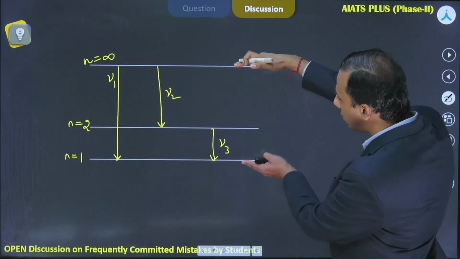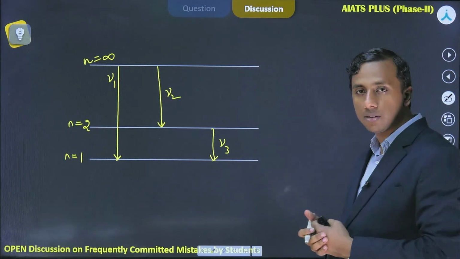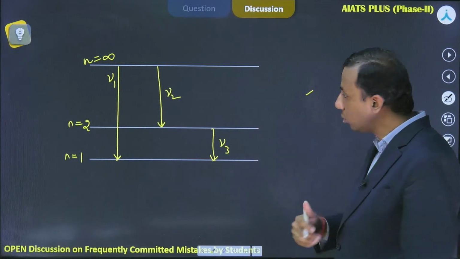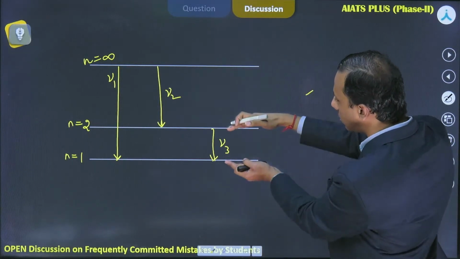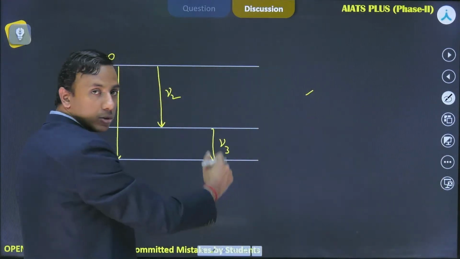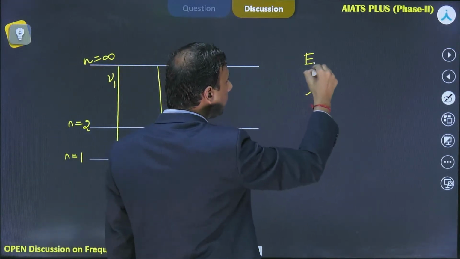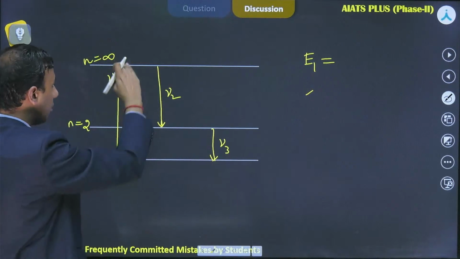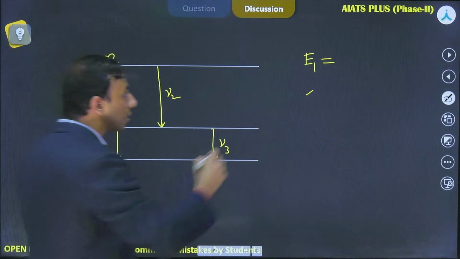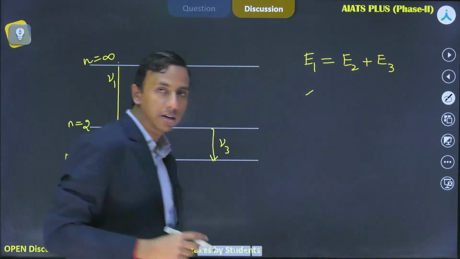You see this energy transition, whatever energy is associated with this transition, that energy can be written as equal to this energy plus this energy. So that means this top energy, this whole energy, let me just write it as E1. So the energy from here to here is equal to the energy of this one plus the energy of that one. So energy of 2 plus energy associated with 3, right?